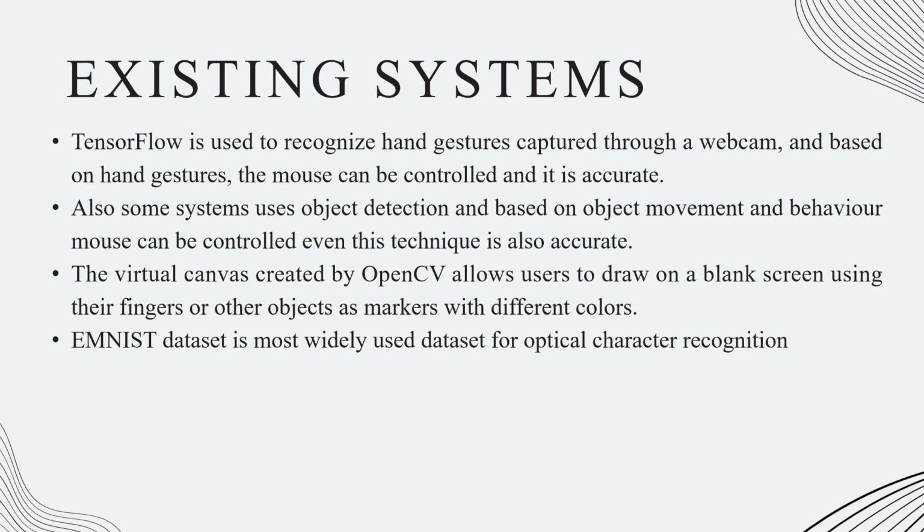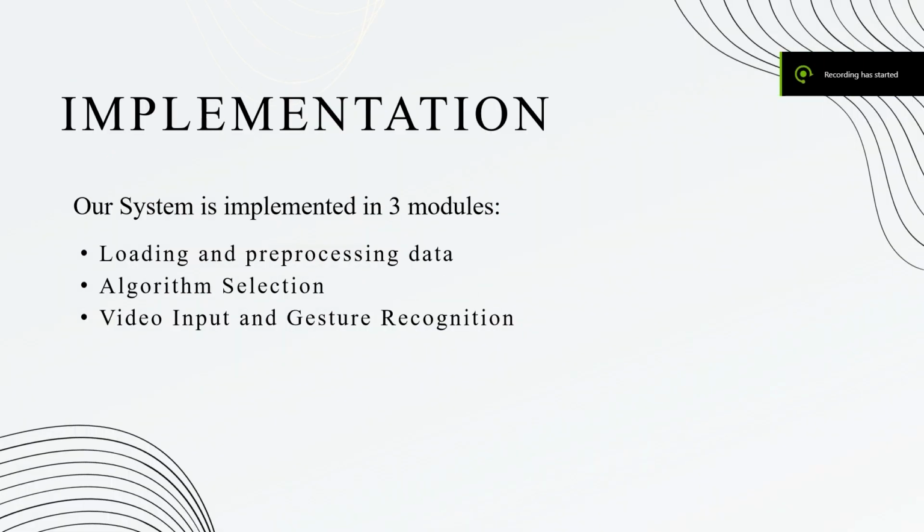The EMNIST dataset is the most widely used dataset for recognizing handwritten characters. It is famously known as optical character recognition, and it is shortly abbreviated as OCR. Coming to implementation, it is divided into three modules.